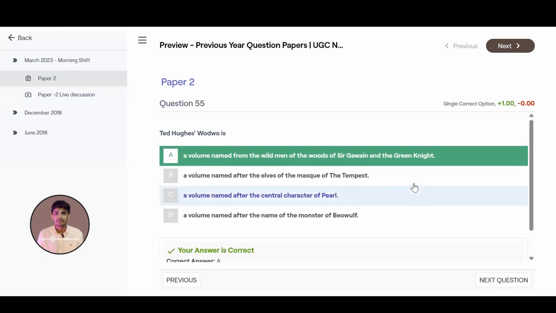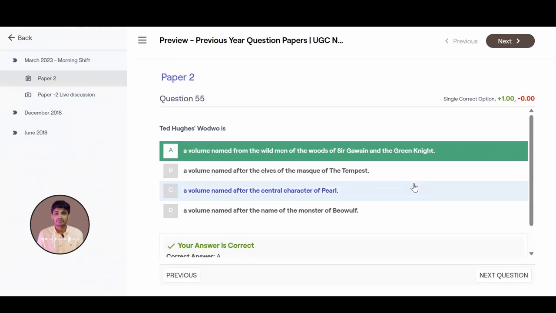So, Ted Hughes' work, Wodwo, is a poetry collection written in 1967. The title of the volume is derived from the term wodwo or woodwos, which refers to wild men or wood-dwelling creatures found in medieval folklore, especially in the poem Sir Gawain and the Green Knight. And this work, as I told you earlier, comes under the category of Arthurian legends. Sir Gawain and the Green Knight was made into a movie last year in which the title character is played by Dev Patel, of Slumdog Millionaire.